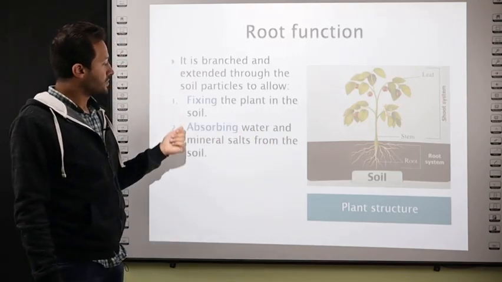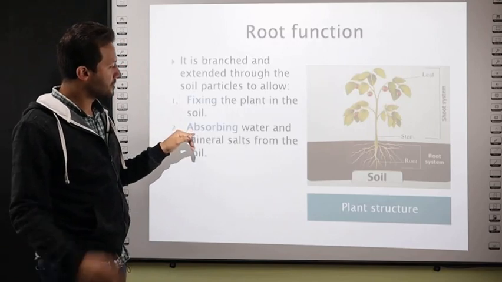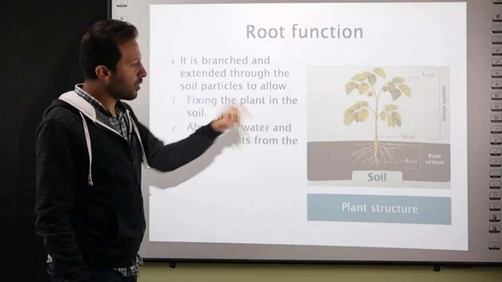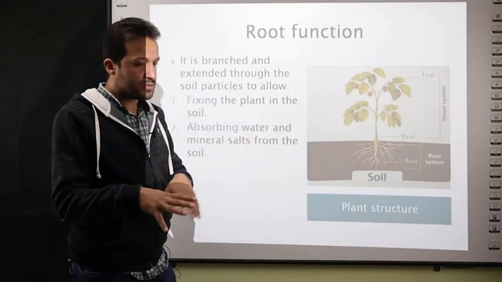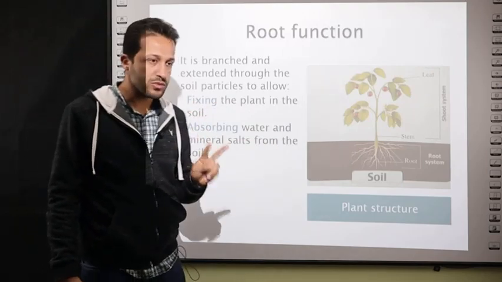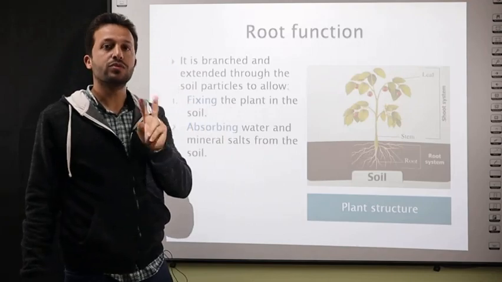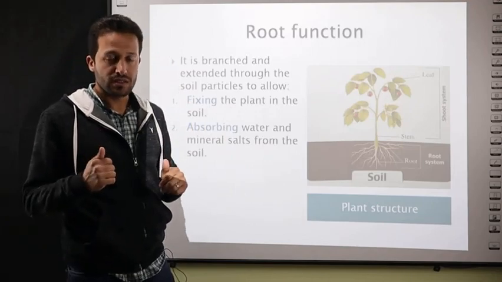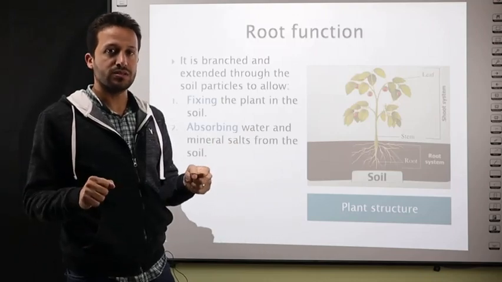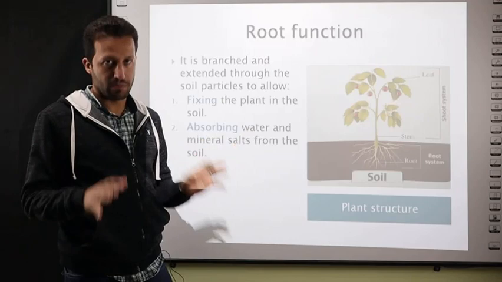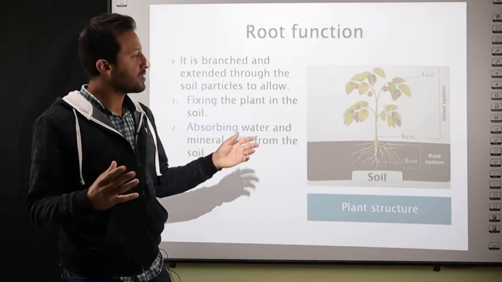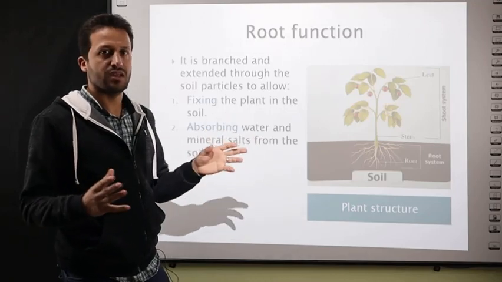So number one, absorbing water and mineral salts from the soil, and also because the root is branching everywhere, it helps in fixing the plant in the soil. So the root system has two functions. Number one, it extends everywhere to search for water and mineral salts and absorb them. Number two, fixing the plant in the soil, because there is wind, and maybe wind will break down the plant.